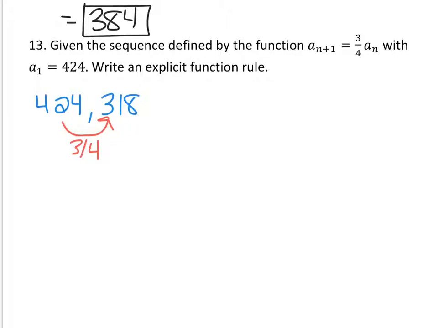Now what's 318 times 3/4? 238.5. And you could go on forever with this. I'm going to stop there. Okay, so now that we have our sequence, it's just like the other problems we did. We just use that sequence to create our explicit function rule, which, since it's a geometric sequence, is a subscript n equals a1 times r to the n minus 1.